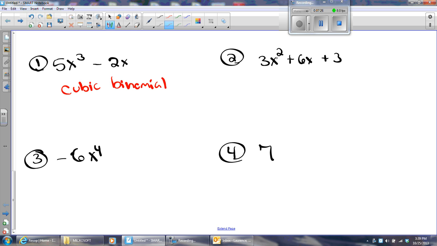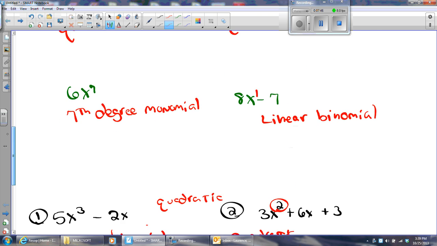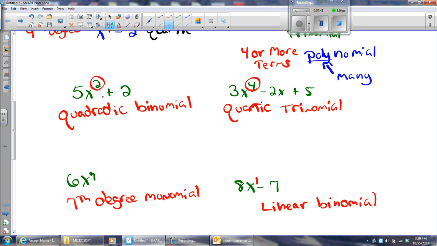Okay. Number 2, highest power is 2. It's a quadratic. I spelled quadratic wrong. It's been a long day. Quadratic. Yeah, it is quadratic. I'm sorry. I told you earlier that it was quadratic, and it's actually quadratic. Silly Mr. Lawrence. I'm sorry about that, ladies and gentlemen.